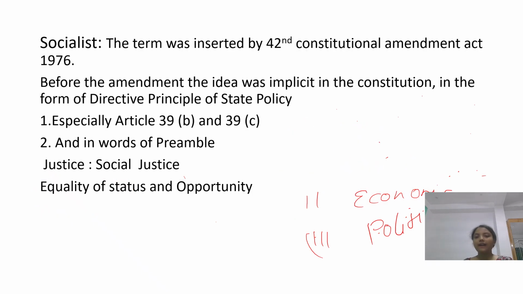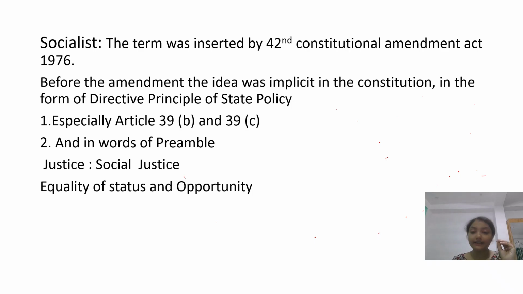So before 1976, India already had an element of socialism, but it was implicit. It was not mentioned explicitly. What the 42nd constitutional amendment has done is make this provision explicit, but it doesn't mean India didn't have the socialist principle or the socialist element before the 42nd constitutional amendment.